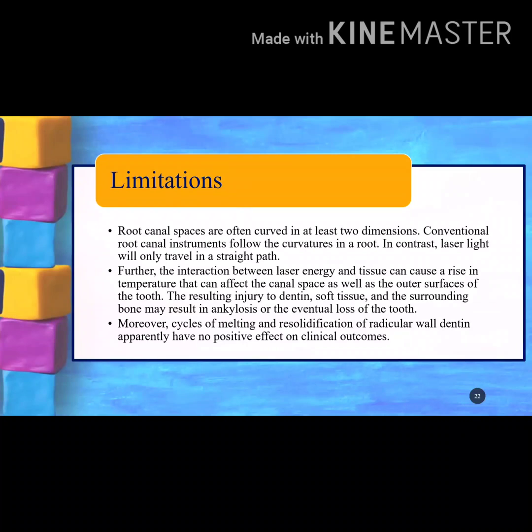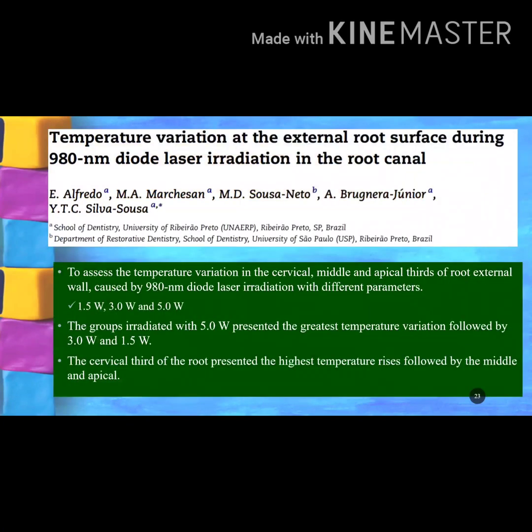Further, the interaction between the laser energy and tissue can cause a rise in temperature that can affect the canal space as well as the outer surface of the tooth, resulting in injury to the dentin, soft tissue surrounding the bone, resulting in ankylosis and eventual loss of the tooth. Moreover, the cycles of melting and resolidification of radicular wall dentin apparently have no positive effect on clinical outcome.